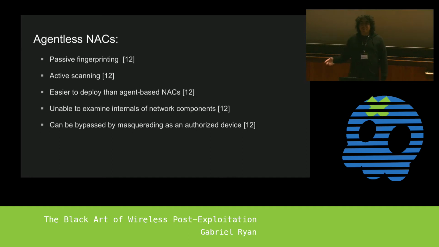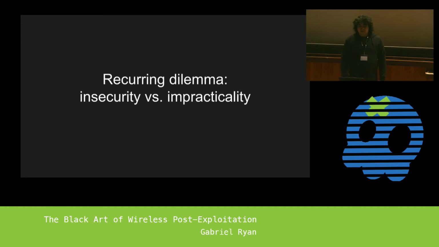On the other side of the spectrum, there is the agentless NAC. This uses purely external methods, like passive fingerprinting and active scanning, to identify authorized and unauthorized endpoints. But because it's purely external, it's not able to examine the internals of network components. And you can bypass these pretty easily just by masquerading as an authorized device. So this brings us back to the same recurring dilemma that we looked at before, which is insecurity versus impracticality.